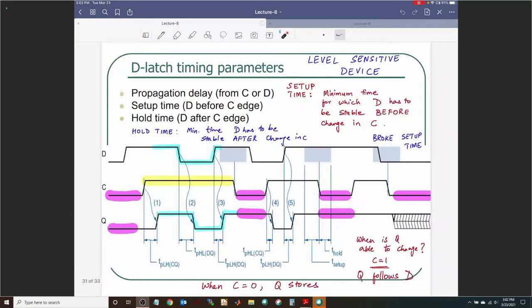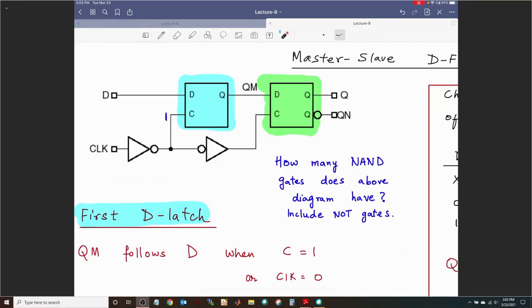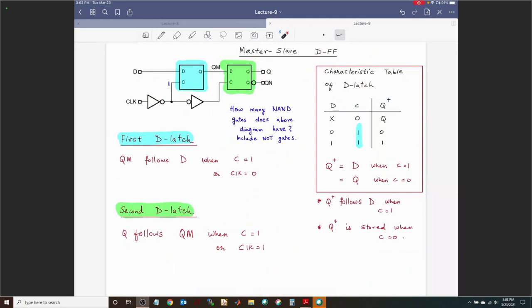Let's see. Guys, this is a D-latch. One D-latch. So one D-latch has 5 NAND gates, right? Because I'm including even this guy. If one guy has 5, if I go here, 5 here, right? That's already 10. And then you've got 2 of them. I think we're just guessing the random numbers now. That's not going to work. So it's 12. That's right.